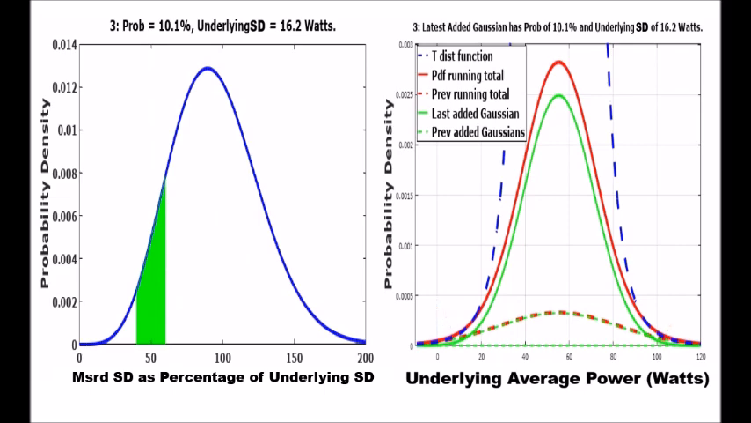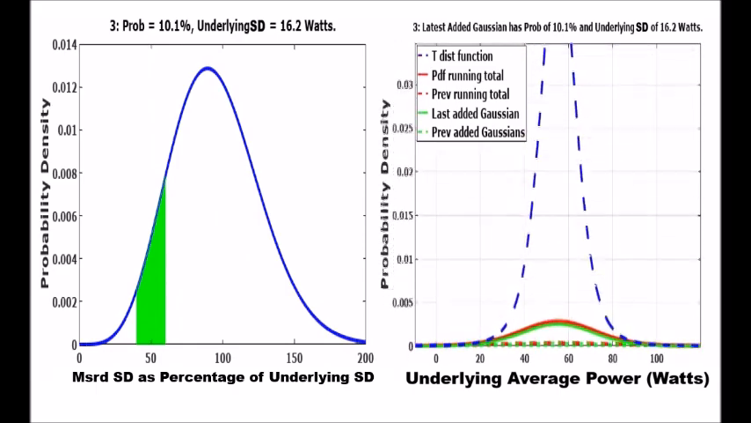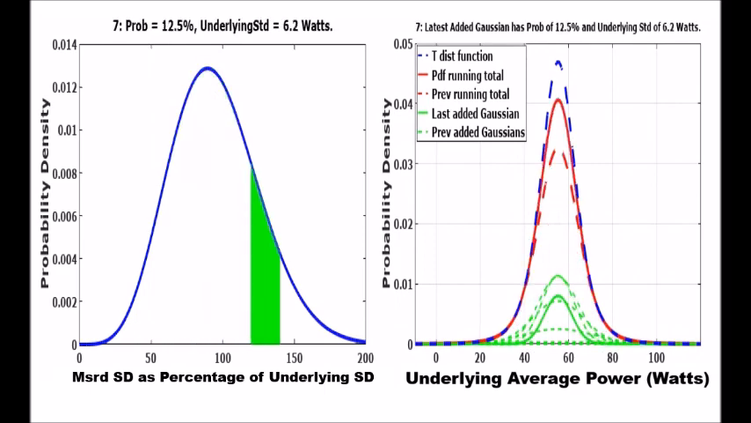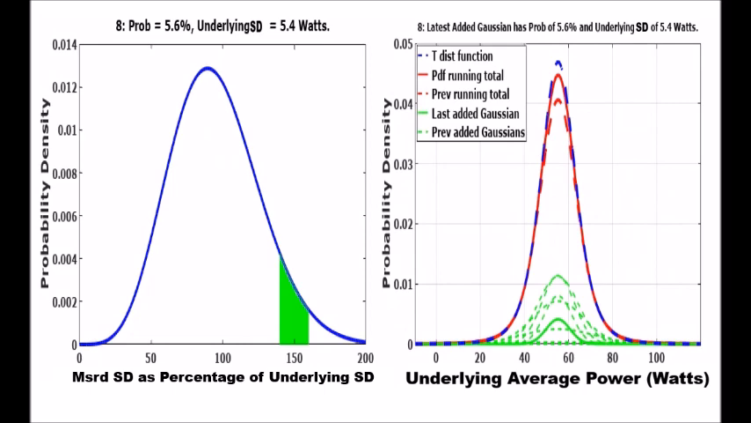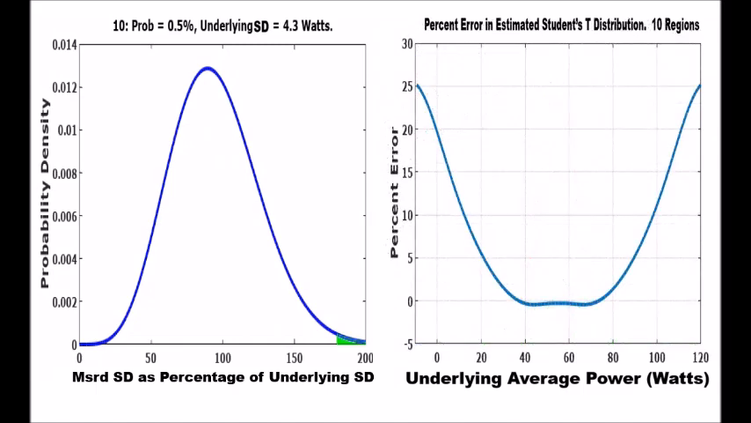Now, let's continue until we reach the 8th region. At this point, we only have 2 low variance Gaussians left, and notice how they fill in the center of the curve. So, it looks like we have a good match, but looks can be a bit deceiving. Here's a plot showing the percentage error in our probability density. There's actually a 25% error in our tails. We just didn't see it before because our tails are so low down.